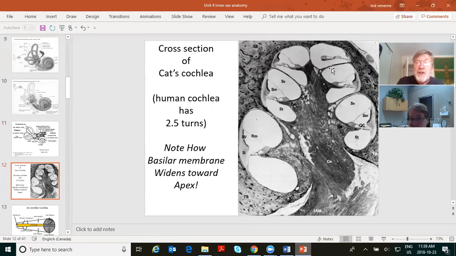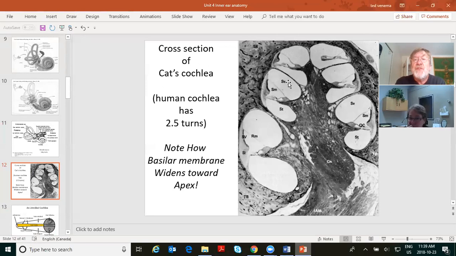And you can look at the letters here. RM, Reissner's membrane. SV, stria vascularis, the blood supply, that little blackened area right here. Same with here. Okay? And you've got the, I think, spiral ligament here, SL.